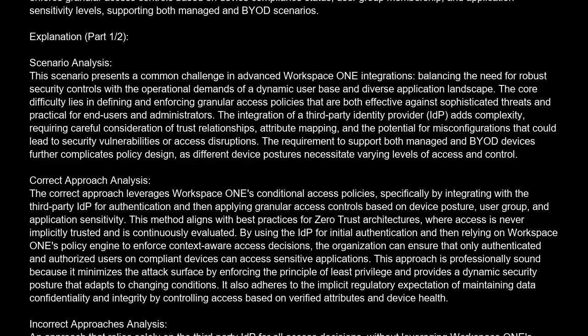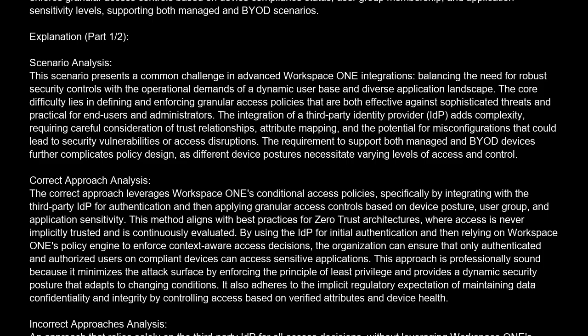The correct answer is C. Configure Workspace ONE conditional access policies to leverage the third-party IDP for authentication, and then enforce granular access controls based on device compliance status, user group membership, and application sensitivity levels, supporting both managed and BYOD scenarios.